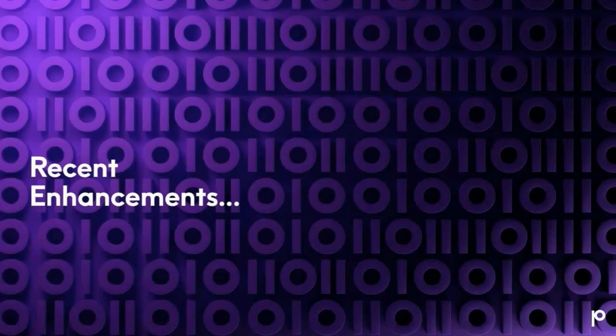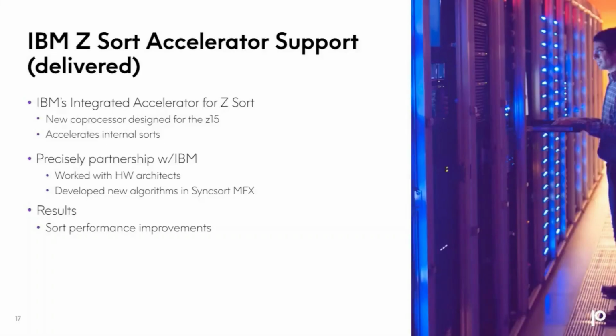Okay, let's move on to what the MFX team has been doing. Let me get to the next slide. So we have already delivered IBM Z-Sort Accelerator support. What IBM did is they designed and implemented a new coprocessor on the Z15, and this was intended to reduce CPU usage and improve elapsed time. The accelerator speeds up sorting, it'll help shorten batch windows, and improve select database functions.